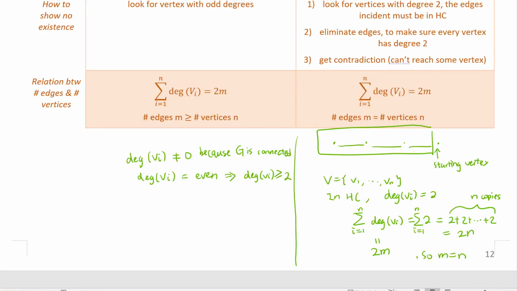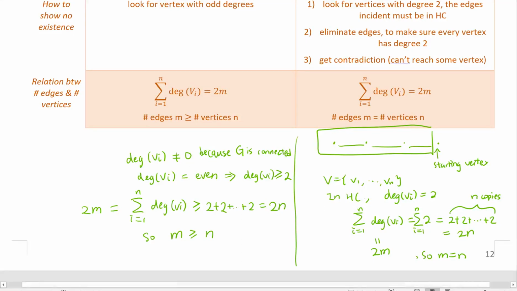So the sum from i equals 1 to n of the degree of vi, because each of them is greater than or equal to 2, when you add them all up, with n copies of 2, is at least 2n. And for any graph, we know the sum of the degrees equals 2m. So divide both sides by 2. Dividing by a positive number won't change the inequality. So we get m is greater than or equal to n. So the number of edges is greater than or equal to the number of vertices. So far, so good, everybody?